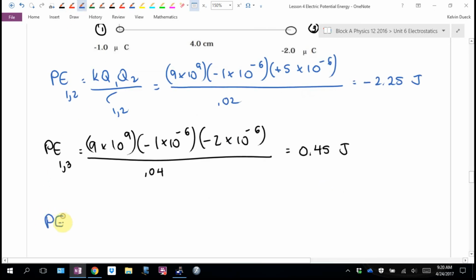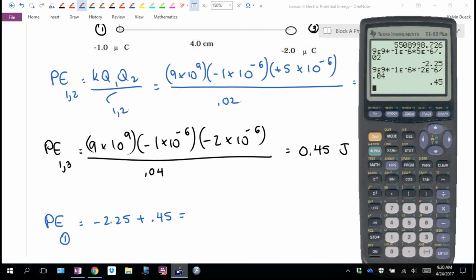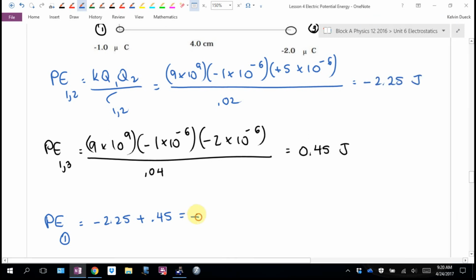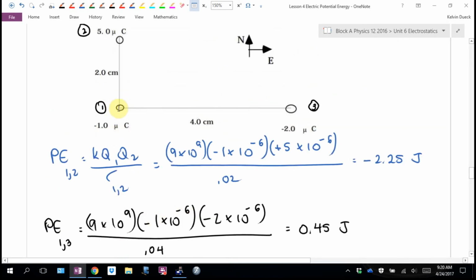So the potential energy at charge 1 is going to be negative 2.25 plus positive 0.45. I can probably do that in my head. Negative 1.8? Double check me, but I think so. Yeah? Negative 1.8 joules. This is the beauty, Sam, of energy. This is why whenever we had yucky diagrams, if we could use energy to solve it, scalar was always nicer. No tip to tail, no trig, no nothing. Now, if I had said find the net force on charge 1, yeah, got to do a bit more work.